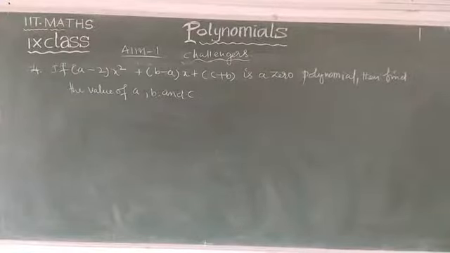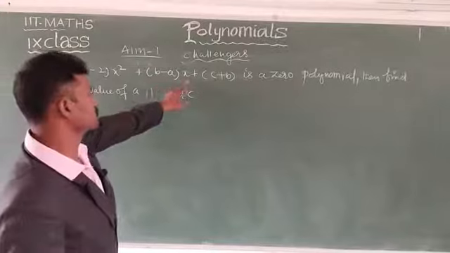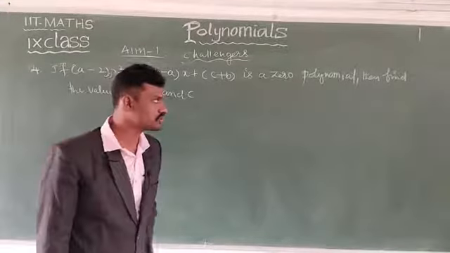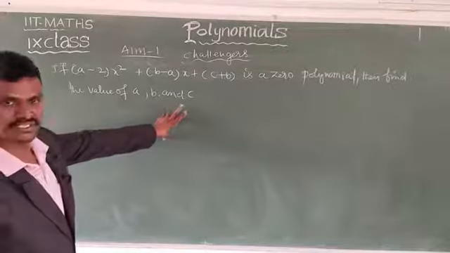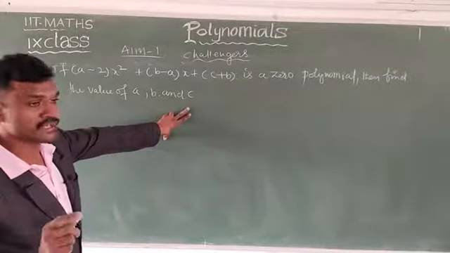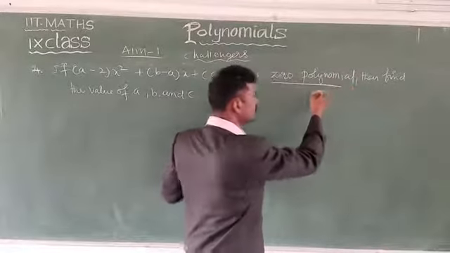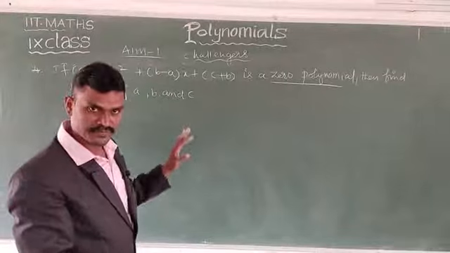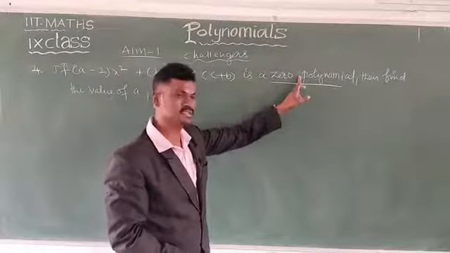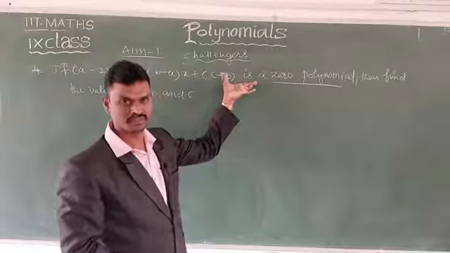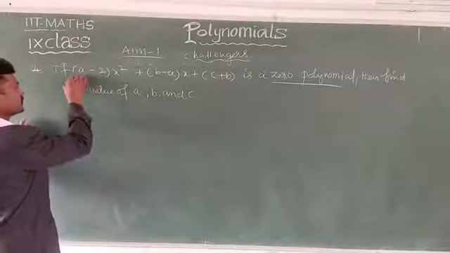Okay, next fourth question. If a minus 2 into x square plus b minus a into x plus c plus b is a 0 polynomial, then find the value of a, b and c. See here, no need for any confusion. Here clearly they mentioned 0 polynomial. 0 polynomial means all the coefficients are equal to 0. If they had given the 0 of the polynomial, it would mean this polynomial is equal to 0, but here it is not given. That's why only the coefficients are equal to 0.